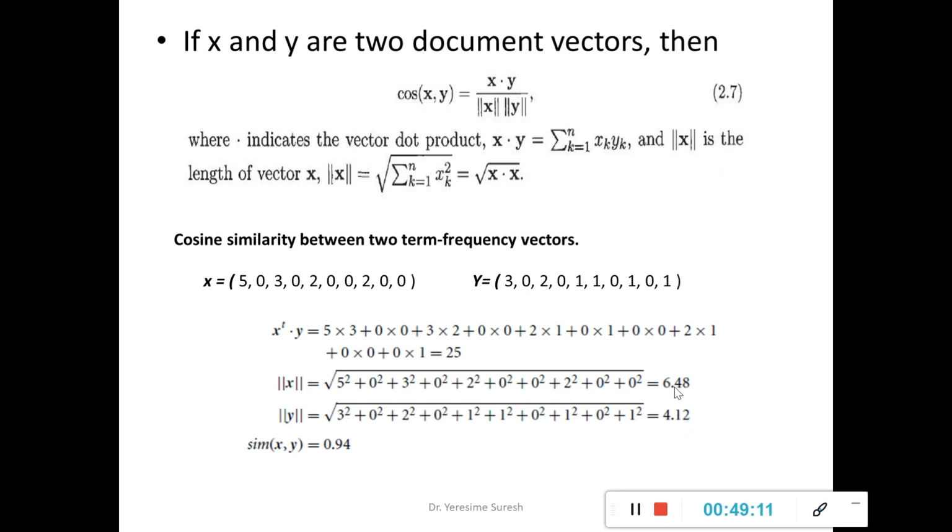So multiply these two and substitute in this value. Cosine similarity between x and y, x into y divided by the length of the vectors x and y, gives me the similarity value of 0.94. The cosine similarity value of two documents x and y will vary from 0 to 1. 0 indicates that there is no similarity between documents x and y. The value of 1 indicates that there is strong similarity between x and y. In this case, I have got a value of 0.94, which is tending towards 1.